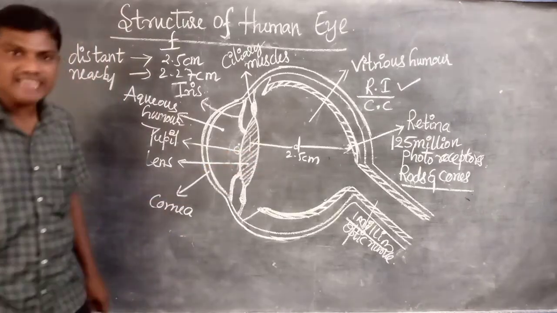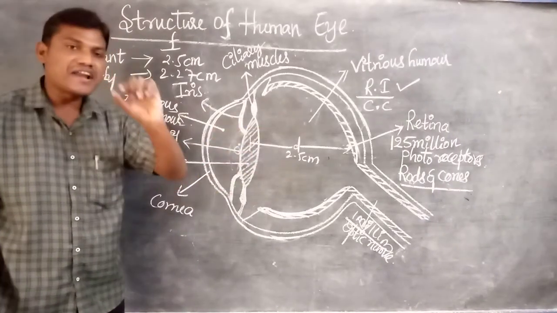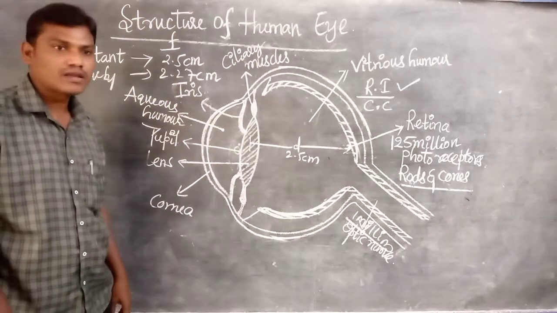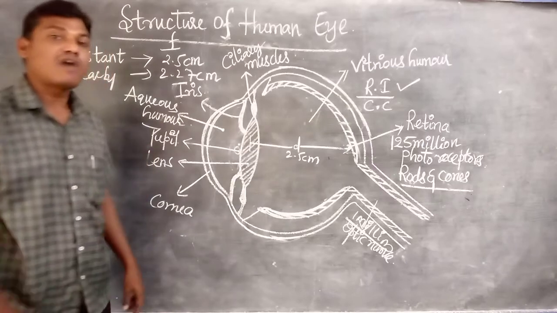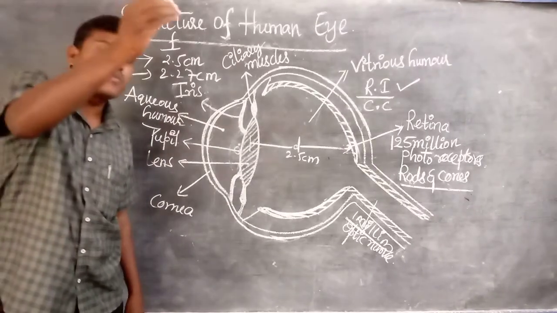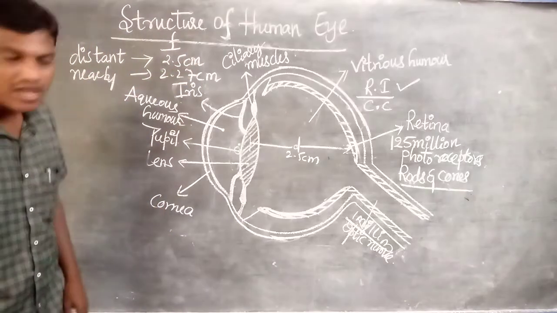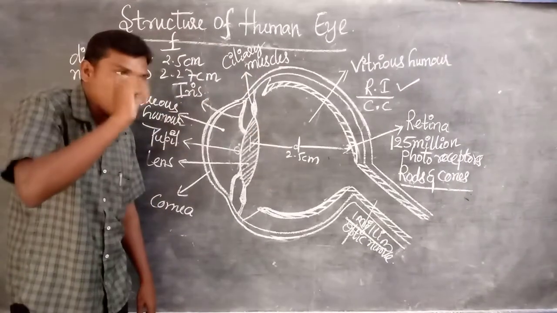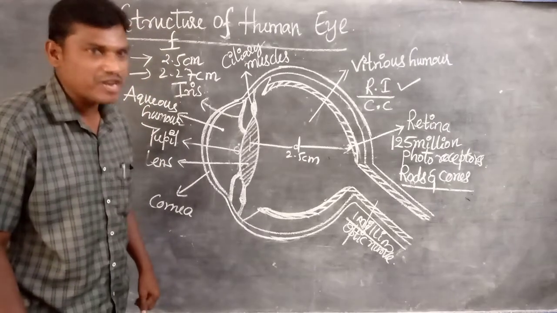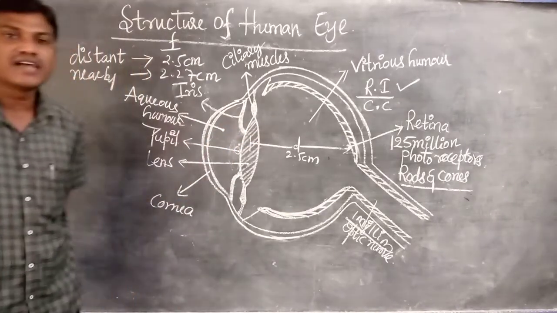Our lens acts as a converging lens, and it always forms a real inverted image on the retina. When you see a far object or distant object, our eye will be in relaxed mode and the focal length is maximum, that is 2.5 centimeter. When you see a near object, our eye will be strained and the focal length changes. That length is minimum, that is 2.27, and finally the image will be formed on the retina.